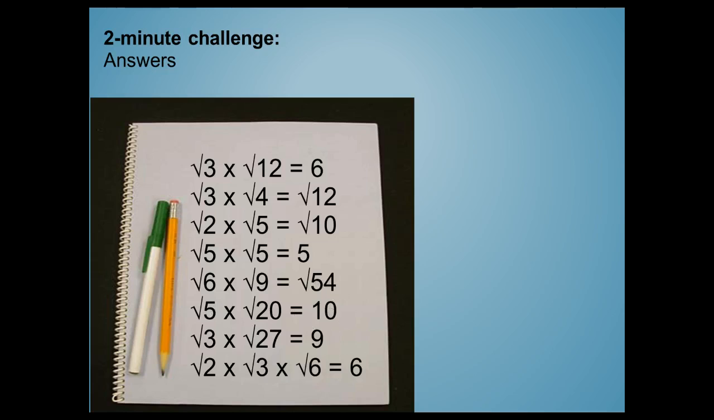Square root of 3 times the square root of 27 is the square root of 81, simplifies down to 9. And 2 times 3 is 6, and 6 times 6 is 36. The square root of 36 is 6. I hope you got on all right with those, because we're going to move on. If you didn't, you can rewind back a little bit and see if that makes some sense.